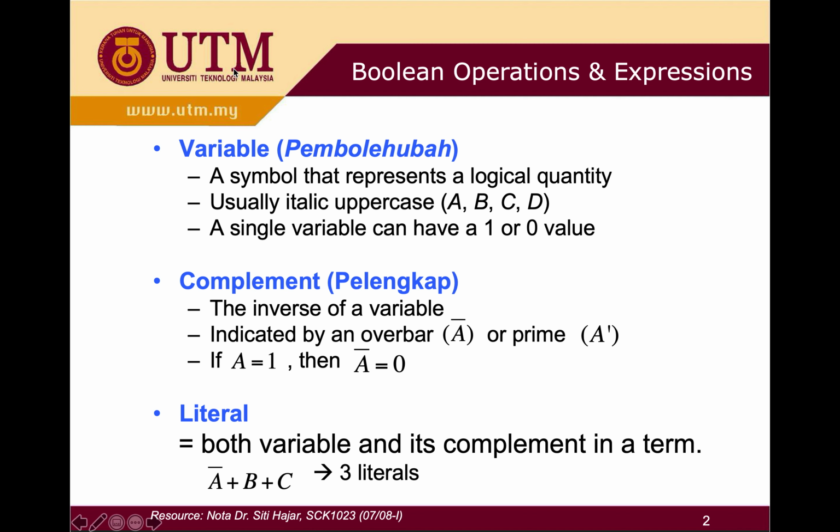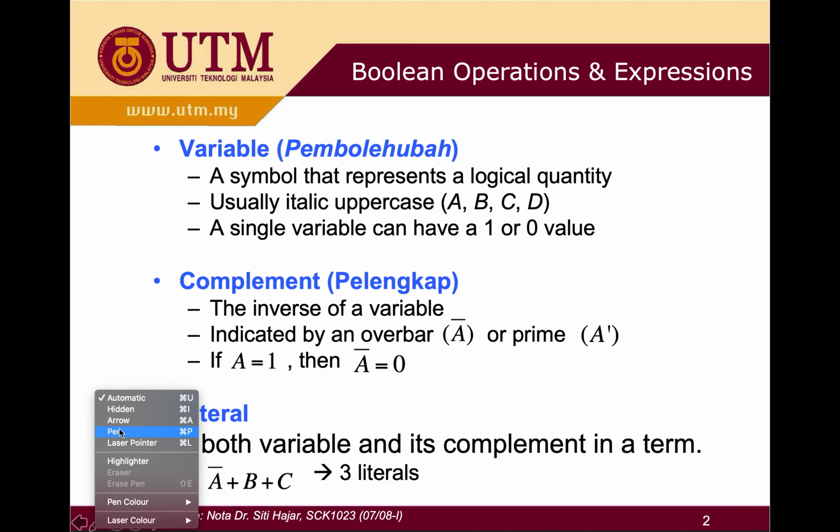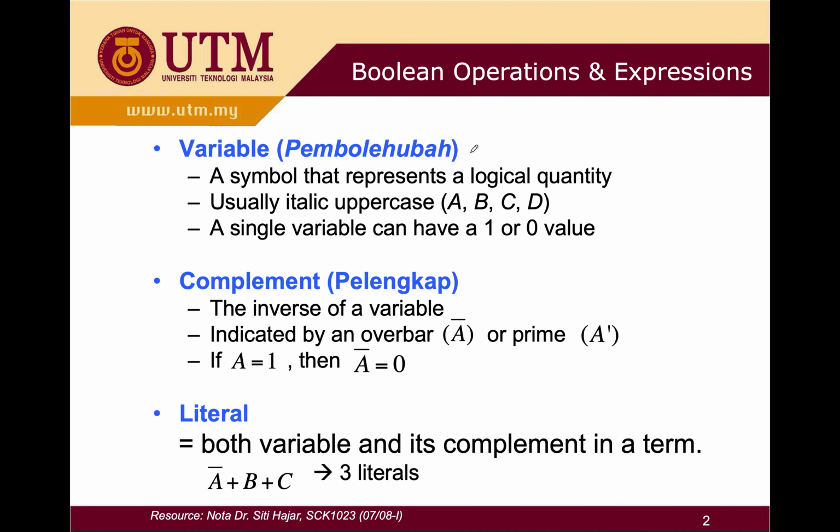First of all, the variable. In Bahasa Melayu, it is pemboleh ubah. So what variable are you going to use? Normally it is A, B, C, D until Z. It is just a symbol to represent your input, your output. So it is just a variable. And a single variable can have only 1 or 0. Later on, in the next slide, I will show you something much clearer on this statement.